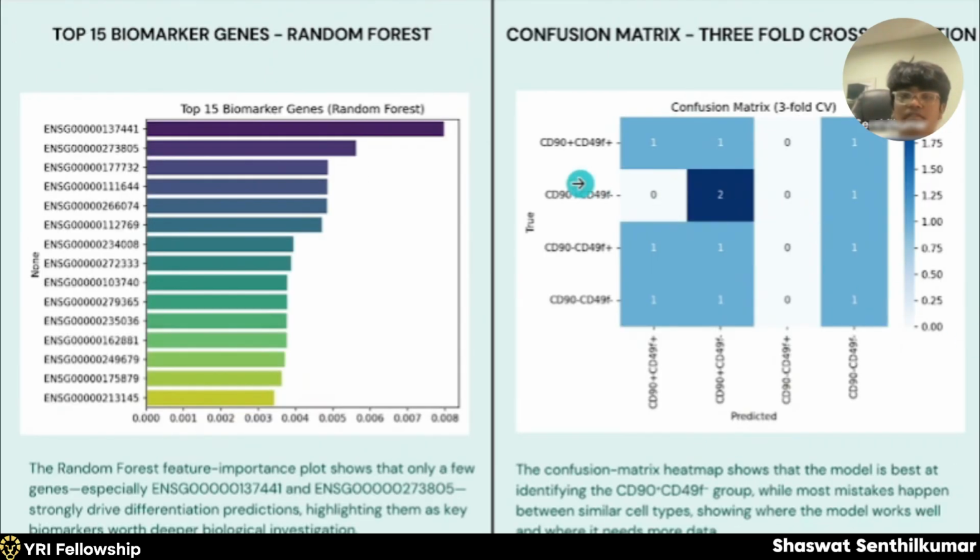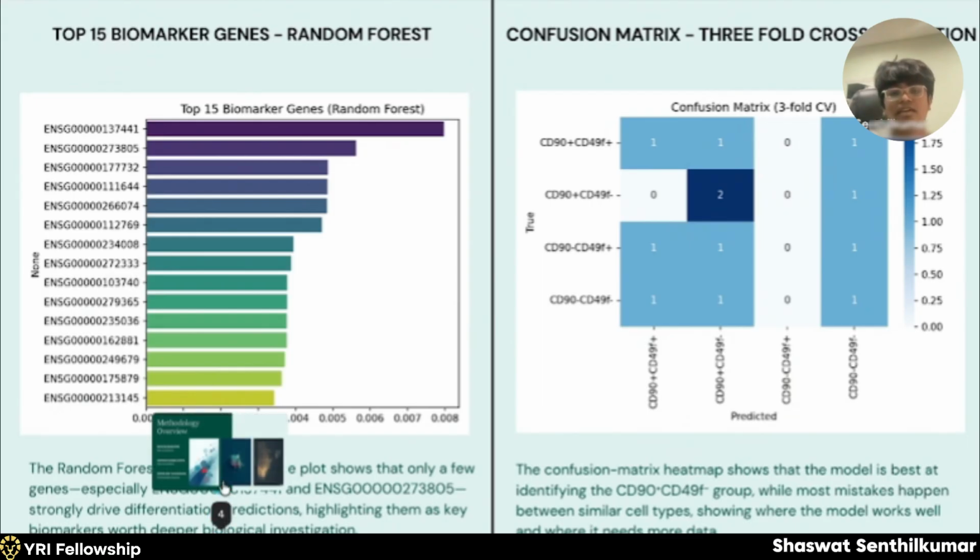And then after that, the second to last two were the random forest with biomarker genes and the cross validation. The random forest feature plot is especially important when considering how effective these genes were in differentiation. It shows how only a few genes, like the top one here, ENS 37441 and ENS 273805, had really strong differentiation predictions from the machine learning model. This is really important when considering what kind of future insight I could bring to this. How could these specific biomarkers more readily influence stem cell differentiation?